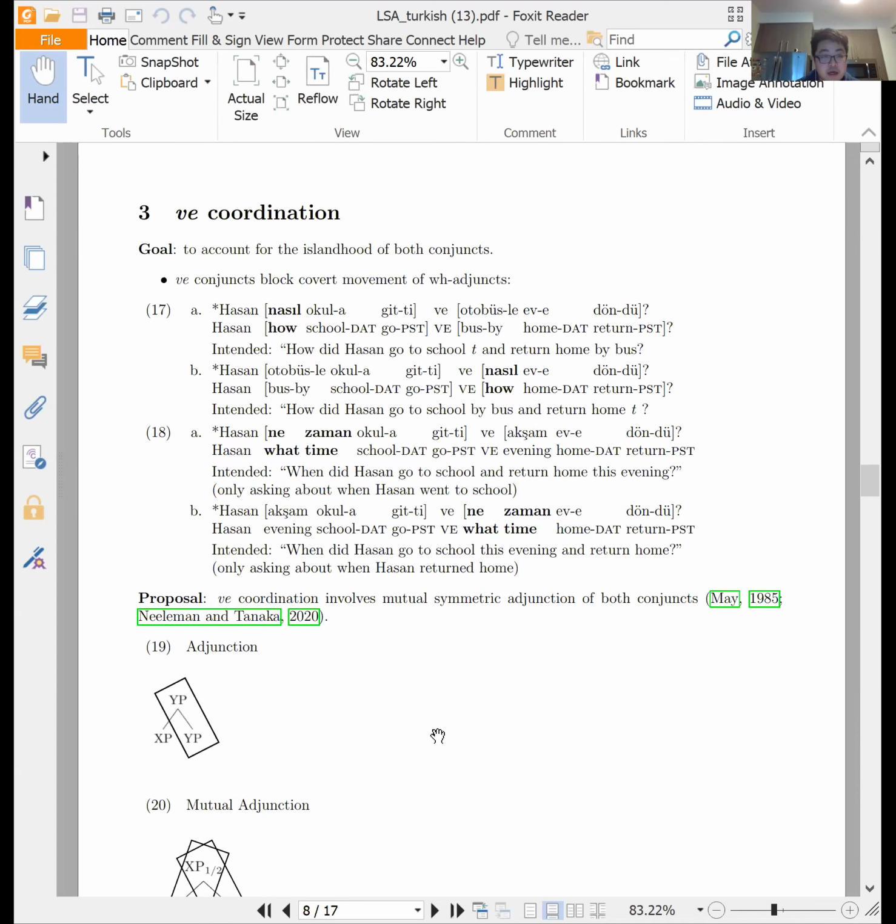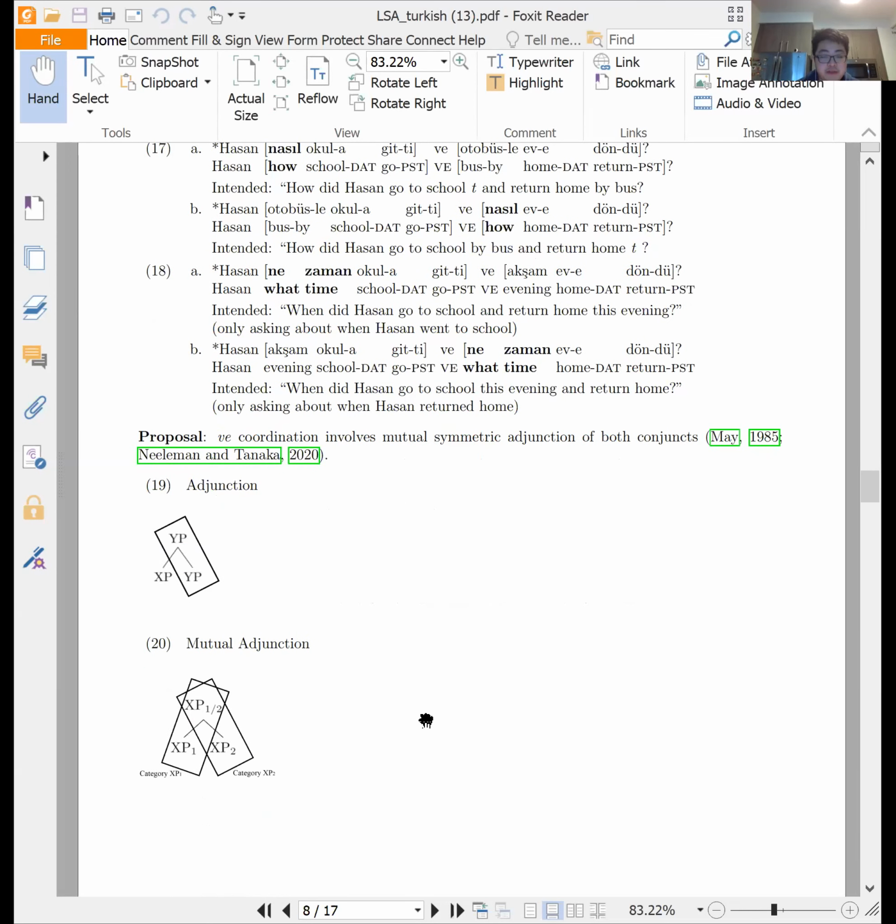To account for this pattern, I propose that Vape coordination involves mutual symmetric adjunction of both conjuncts, which is based on similar analyses of English coordination by May 85 and Needleman and Tanaka 2020. I'll go into details of what mutual adjunction means, but let's start with a regular adjunction.